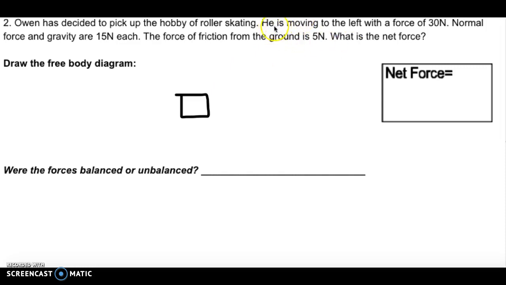Okay, so he is moving to the left with a force of 30 newtons. So I'm going to draw my arrow here to the left. That would be 30 newtons. Okay, and he's moving to the left, so he is applying a force. So that would be F sub A.